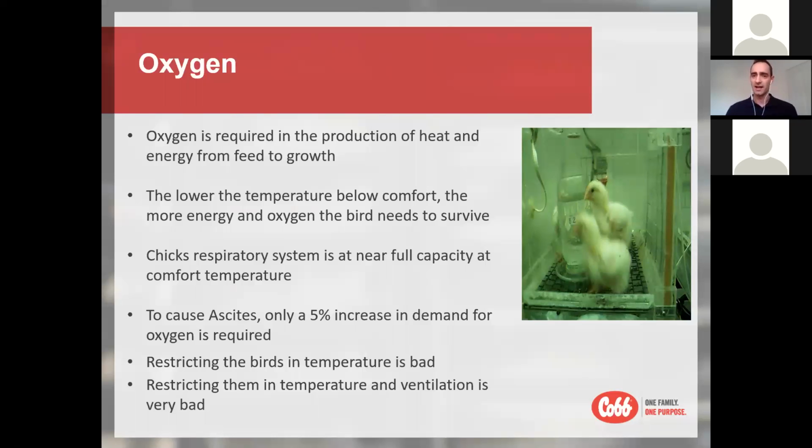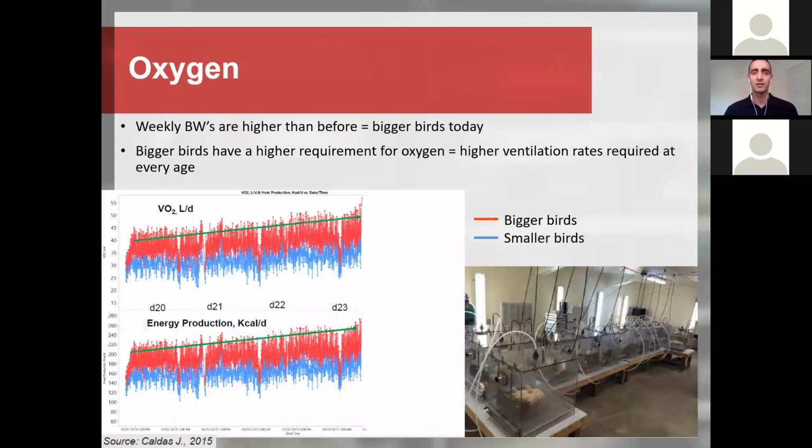And I showed you this slide yesterday during my brooding presentation, just some very good research that was done by Justina Caldes. Basically, we've got bigger birds today compared to before, and we need to provide them with more oxygen. Bigger birds require more oxygen compared to smaller birds, and they produce a lot more energy, so they require more ventilation to keep them cooler.